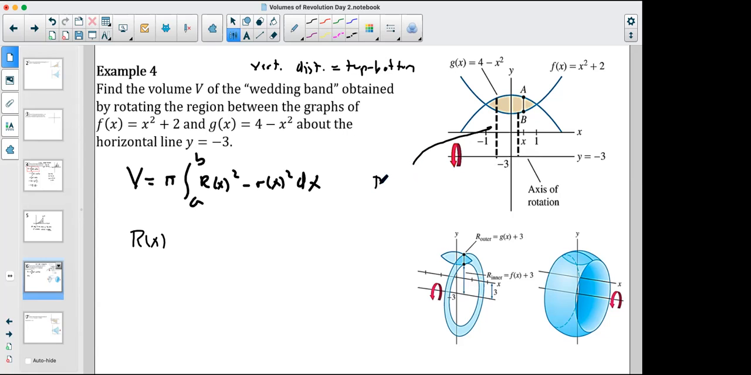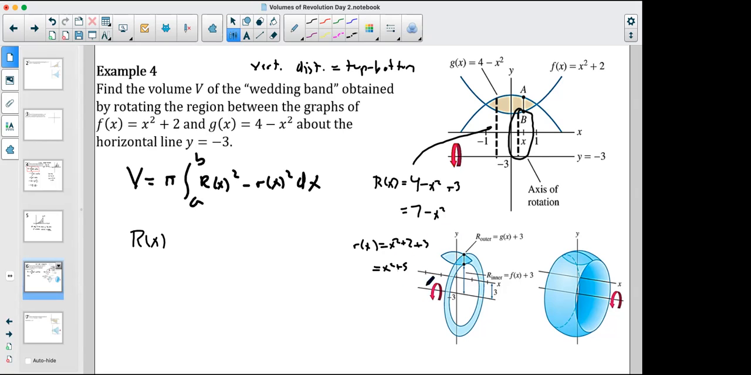Big R is equal to the top curve minus the bottom curve. The top curve is 4 minus x squared, and the bottom curve is y equals -3. So it's minus -3, which is really plus 3. So I would call that 7 minus x squared. And little r is this guy right here. The top edge of it is x squared plus 2, and the bottom is the line y equals -3. So I do minus -3, again plus 3. So little r is x squared plus 5.